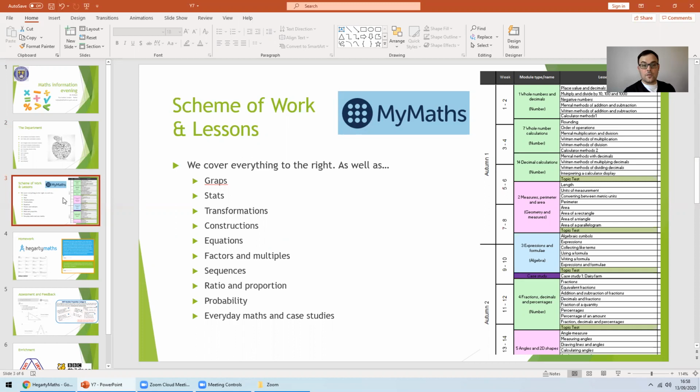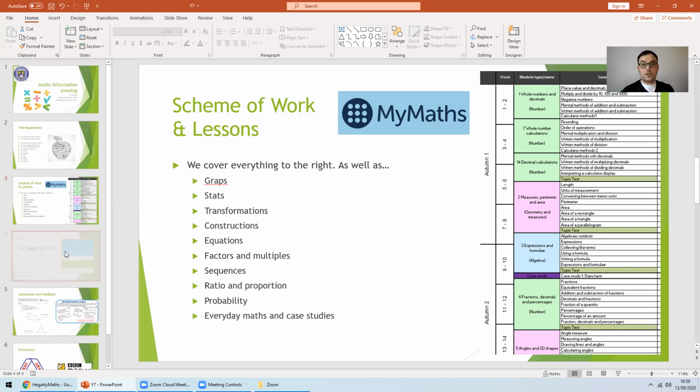We take a lot of our scheme of work ideas and our lessons from MyMaths, which you may be familiar with. In due course, your children will be given a login to MyMaths, which has all of the lessons on it, all of the content, the schemes of work, and some activities for them to try at home as well. If they are set it for homework or they do feel like they don't understand something in a lesson, they always have that to fall back on.